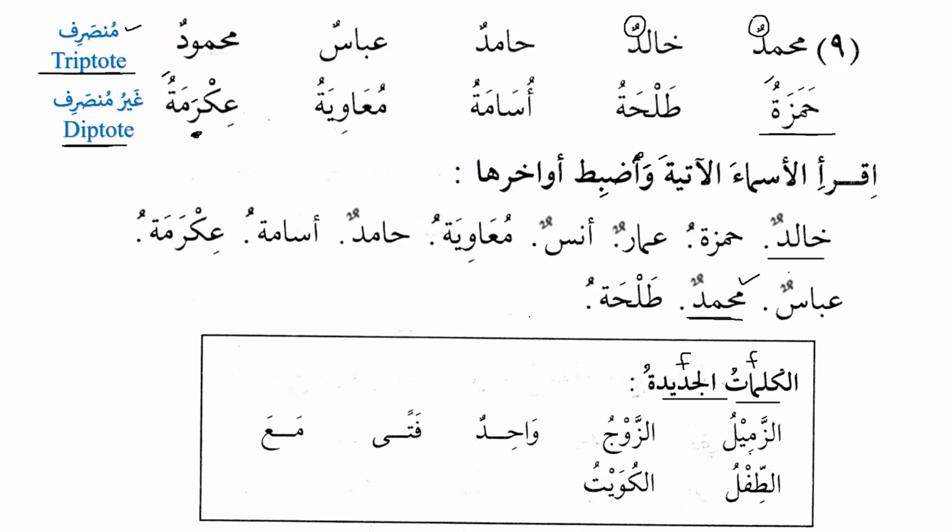Perfect. So we have az-zamilu, classmate, az-zawju, husband, wahidun, one, fatan, a young lad or a young man, and the plural is fityatun, as it has been used in Surah Al-Kahf. So fatan is for singular masculine, a young lad, and fityatun will be the plural. Ma means with, and also it has some other meanings as well. Inshallah, when we learn about that, it can also mean together, ma'an. Then we have at-tiflu, child, and al-Kuwaitu, as we know that it's the name of the country, Kuwait.